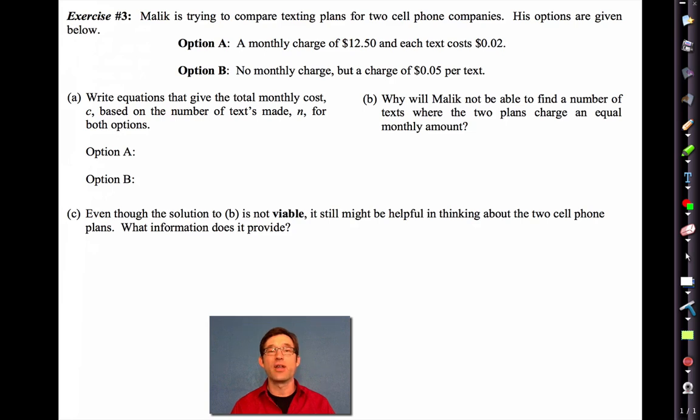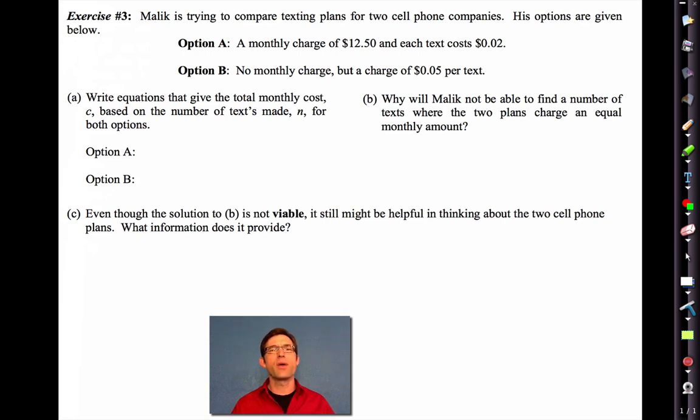Option B, on the other hand, you don't pay any monthly charge, but you pay more per text. All right? So it's a good example of pros and cons, right? Option A, I gotta pay that $12.50 up front, but then my texts are really cheap, 2 cents a text. On the other hand, option B, I don't have to pay anything up front, which is good, especially if I don't send many texts, but then I'm paying more per text.